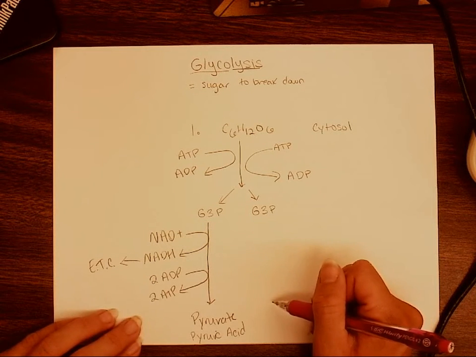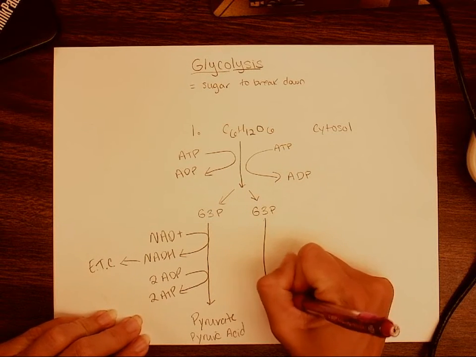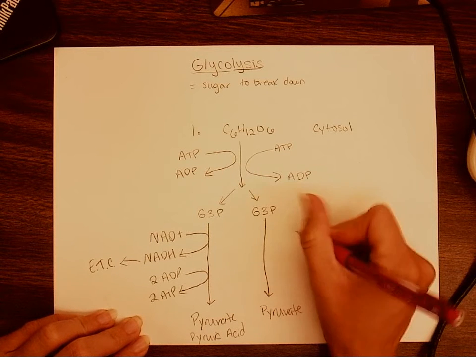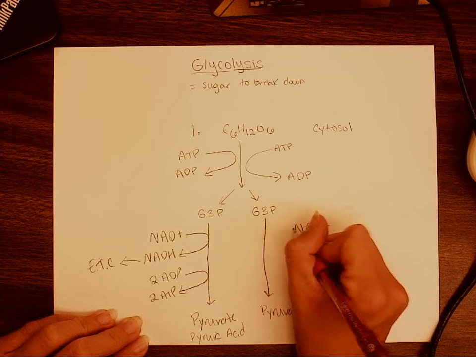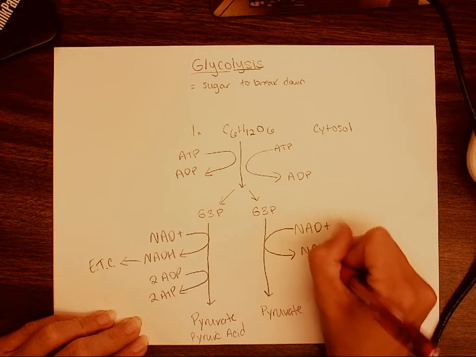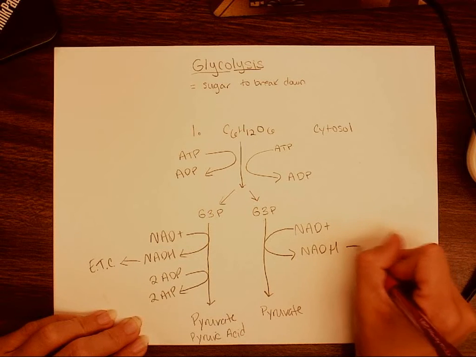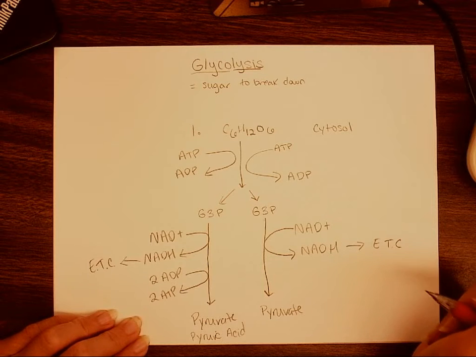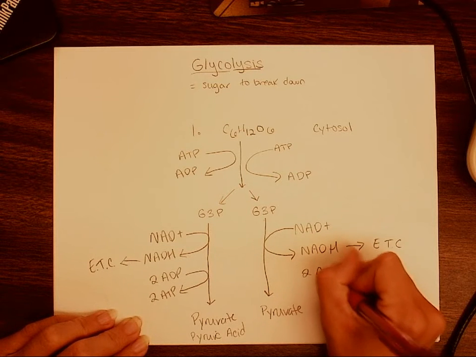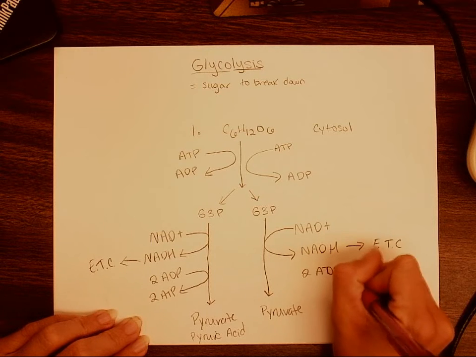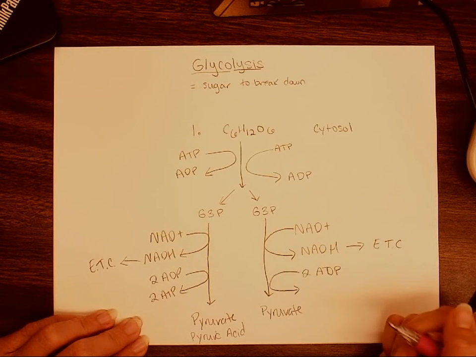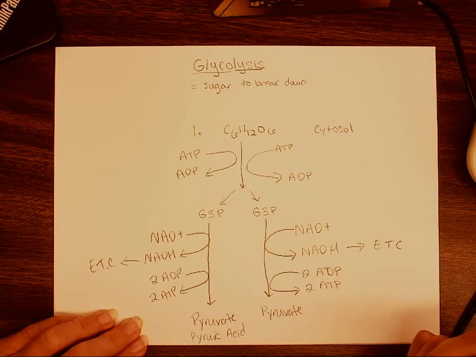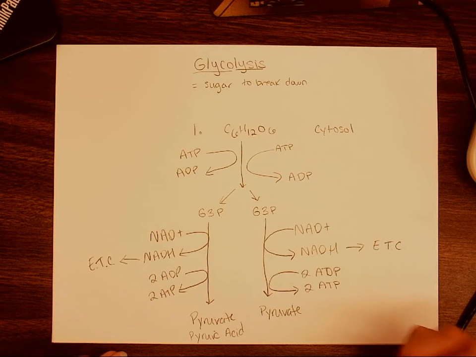Same exact thing is going to happen on this side to this G3P. We're going to see it's going to be modified into pyruvate by our bus driver, NAD+, coming and stealing those electrons, turns into NADH, and this is going to take those electrons to the electron transport chain in the cristae of the mitochondria. And then we see 2 ADP are going to come in, they're going to store energy, and they're going to turn into 2 ATP. And this is our really simplified steps of glycolysis.